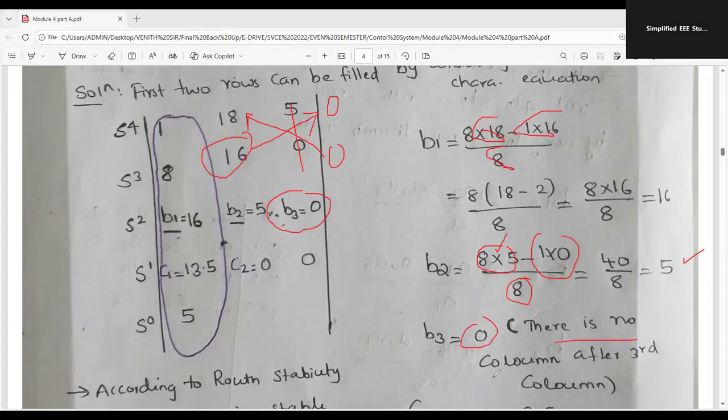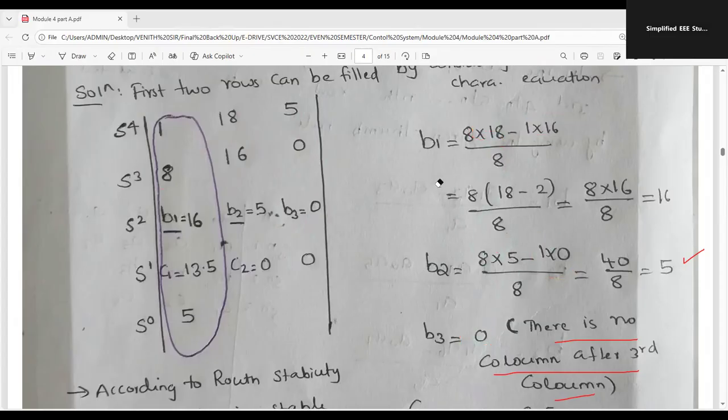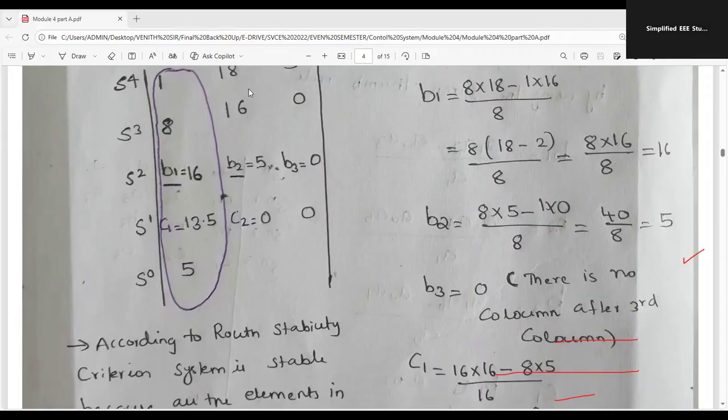The reason is there is no column after the third column. So therefore, the result will be 0 itself. Hope you understood. So therefore, I should get the value of B3 equal to 0. I hope you understood how to fill the third row. Once you know the third row, let me go for the fourth row. I want to fill out the fourth row. How to find the fourth row?